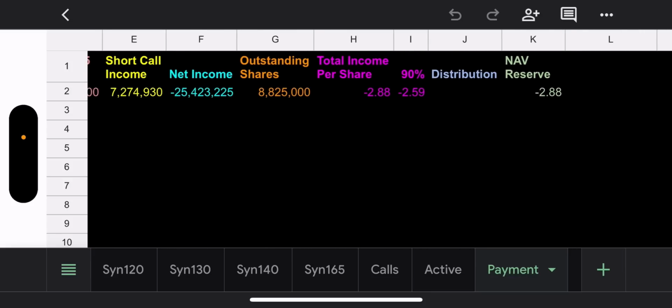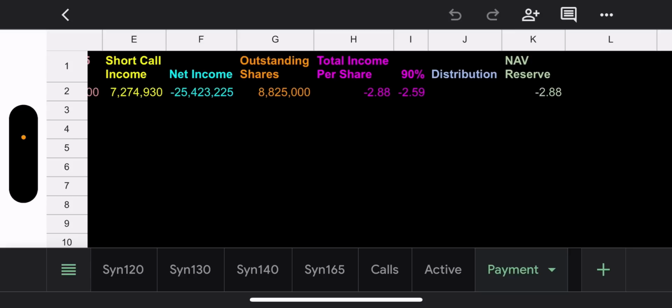Outstanding shares as of Friday, the close, or at least the website says 8.8 million. So that is, unfortunately, guys, we're back under $3. Whatever. We can't get too spoiled. I'm showing a low payment of $2.59 per share or a high payment of $2.88 per share. Now, this could go up or down going into next week.